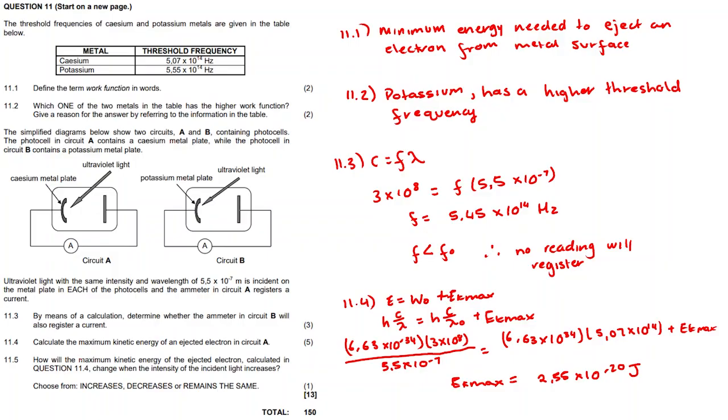Question 11.5. How will the maximum kinetic energy of an ejected electron, calculated in question 11.4, change when the intensity of the incident light increases? As we know, if the intensity of the light increases, it does not change the energy of the electron ejected, as intensity is just the amount of light that is incident on the metal, not the energy of the light. Therefore, we would say that it remains the same.